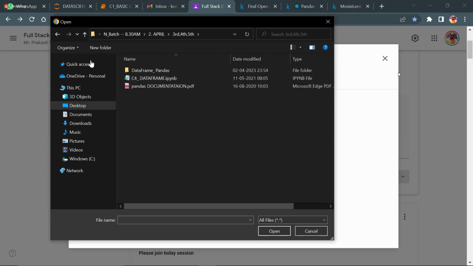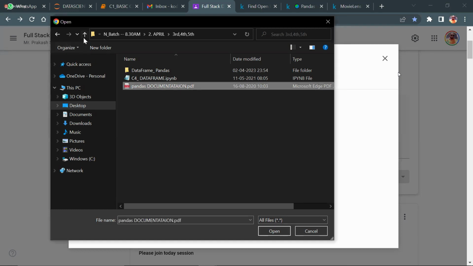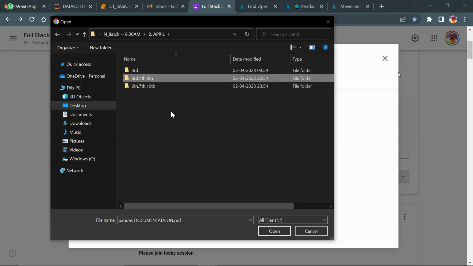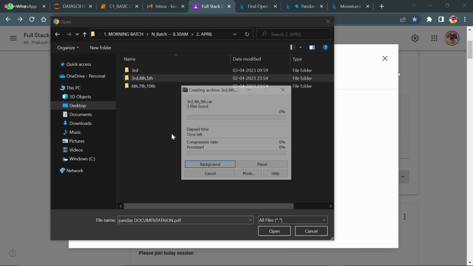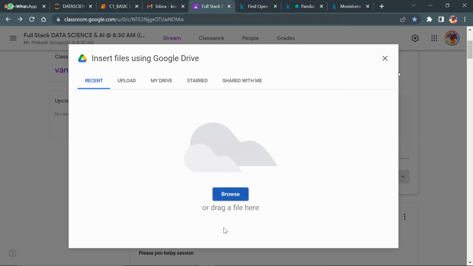Third, fourth, fifth. Guys, I did share some of the pandas documentation PDFs. Please refer to them. This is not mandatory, but keep those things with you as well. Now let's add to this part. Great. Let's download it.